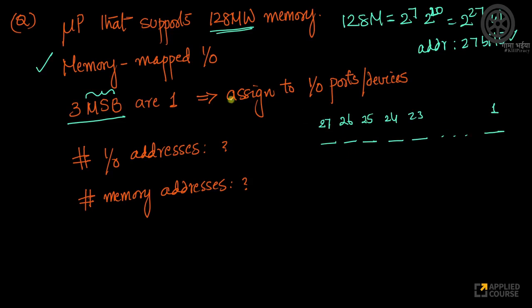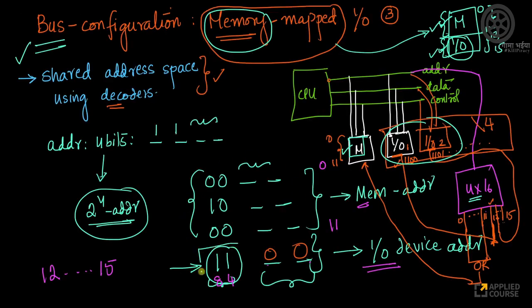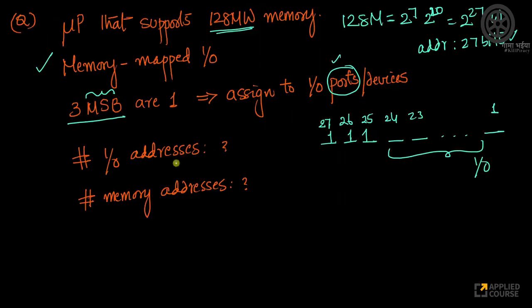If the first 3 bits are set to 1, they're assigned to IO ports or devices. Whenever you hear this term, port is basically where something is connected to. Think about it as a connection point. So whenever these 3 are 1, this corresponds to IO. Whenever these 3 are not all 1, it corresponds to memory. Exactly similar to the example that I've taken. If they are all equal to 1, then they're connected to IO devices. If not, they're connected to memory devices. Now the question here is, how many IO addresses do we have and how many memory addresses do we have? Very simple question.